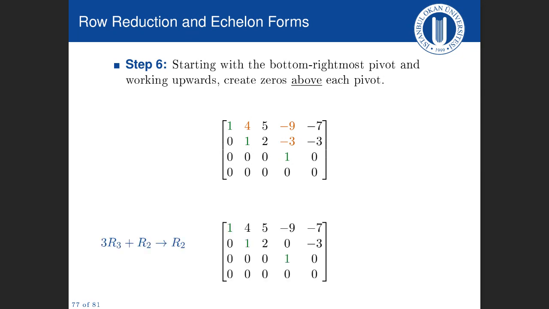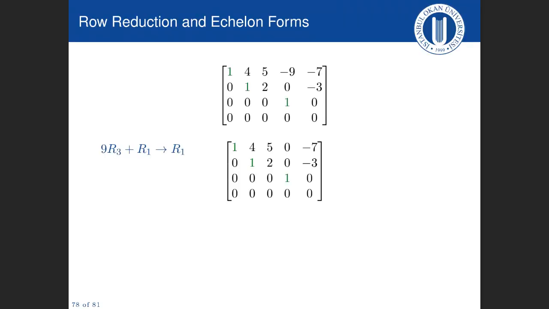I'm going to do 3 times row 3 plus R2 goes to R2. So it's going to be 0, 1, 2, -3, -3, plus 0, 0, 0, 3, 0. Add those together, we get 0, 1, 2, 0, -3. And then I'm going to do 9 times R3 plus R1 goes to R1. That gives me my 0 here.